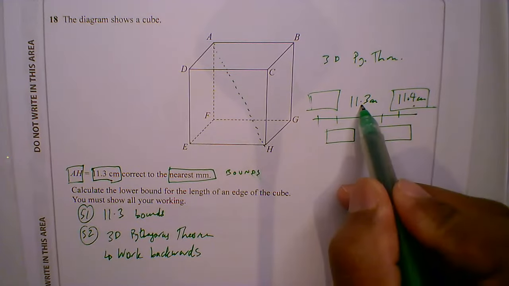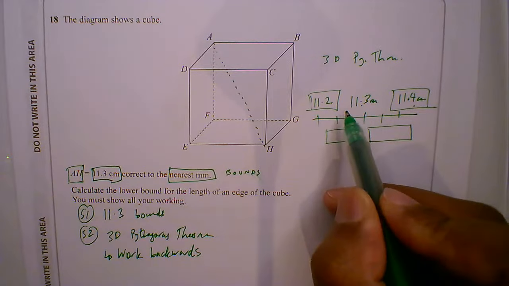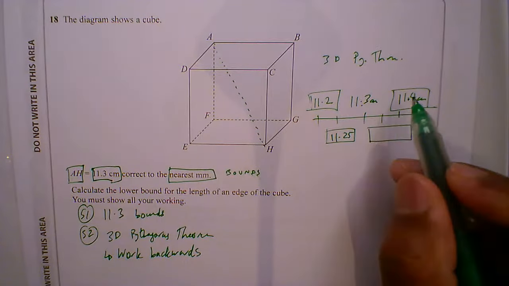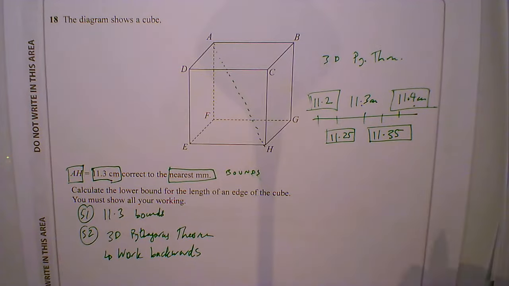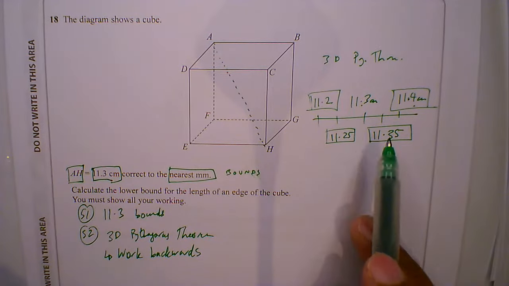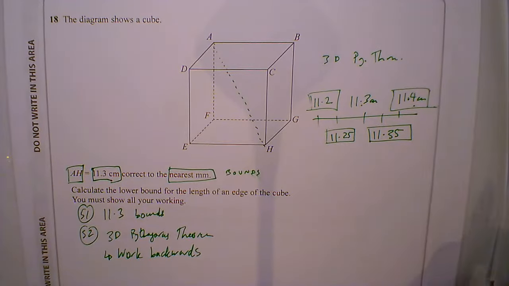So 11.4, 11.3, the one below that will be 11.2. What's in between these two? 11.25. What's in between these two is 11.35. Now again, if your target grade is 4 to 6, these are the easy marks that you can bank. So just by doing that, you've got 1 mark. Yes, maybe you can't get 4 marks, but you've got that 1 mark.